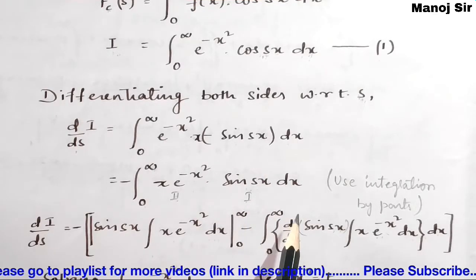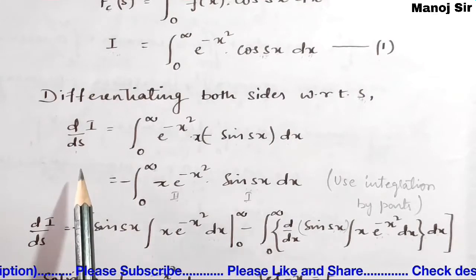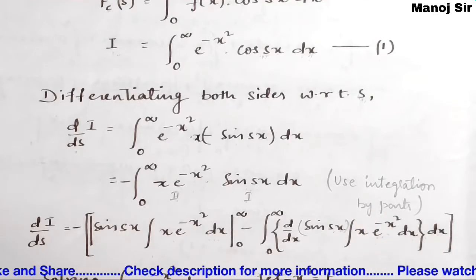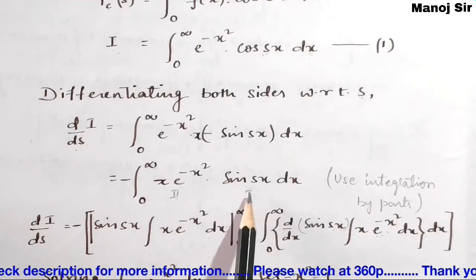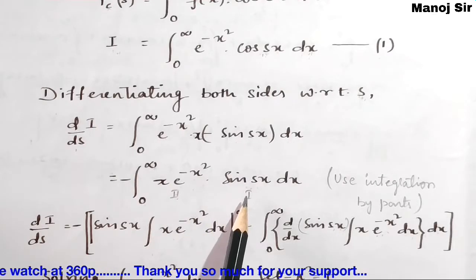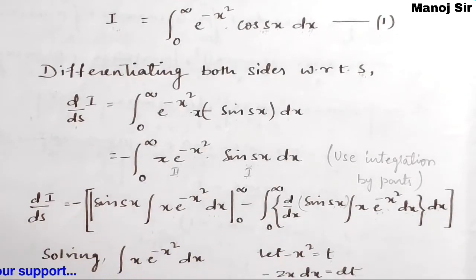Now here we are going to use integration by parts to solve this integration. So this is my first function, this is my second function. If you take it the other way around, you will find difficulty while solving this integration. So take sine sx as the first function and x into e to the power minus x square as the second function.